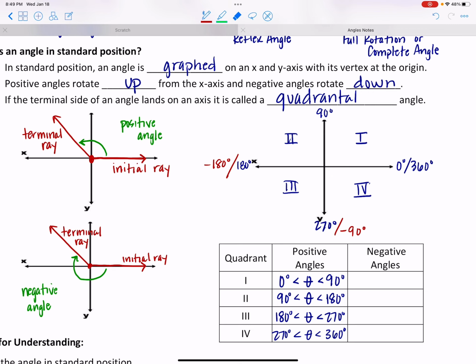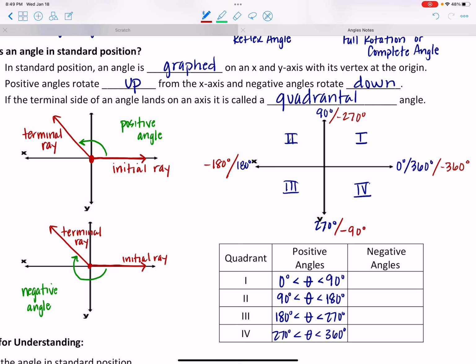Okay, if I went another 90 degrees, then this positive 90 and negative 270 are going to be the same place. And then if I went another 90, then I would end up at negative 360. And negative 360 and positive 360 are the same place.